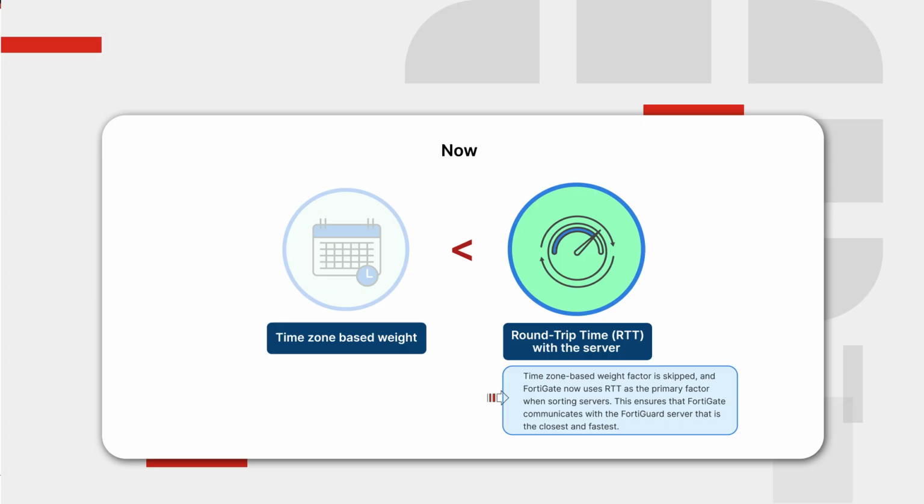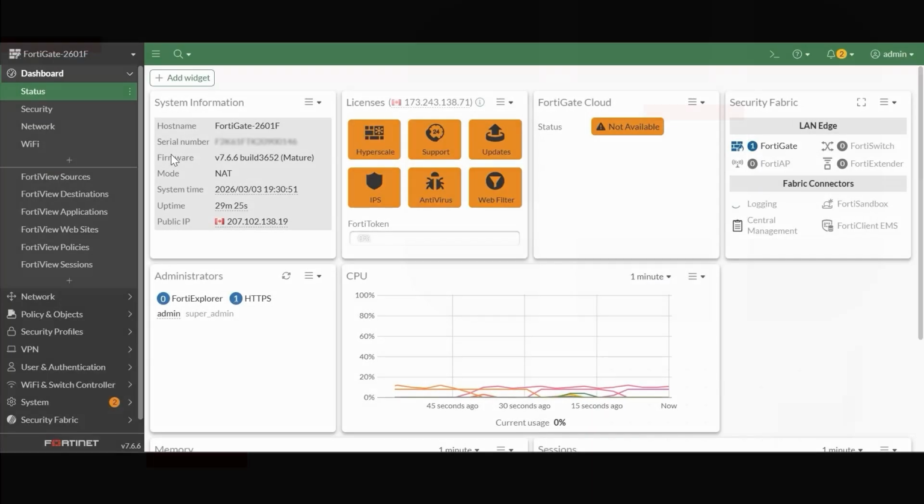With the new behavior, the time zone-based wait factor is skipped, and FortiGate now uses RTT as the primary factor when sorting servers. This ensures that FortiGate communicates with the FortiGuard server that is the closest and fastest. Now let's move on to the demo.